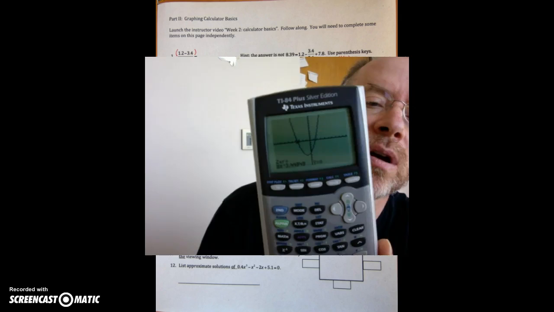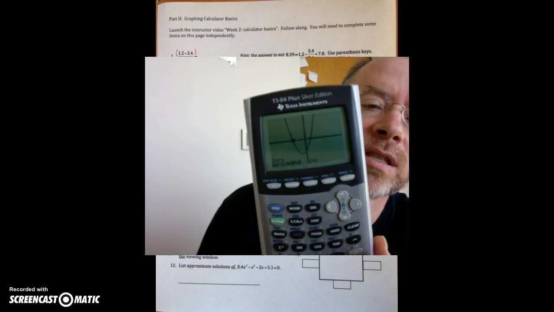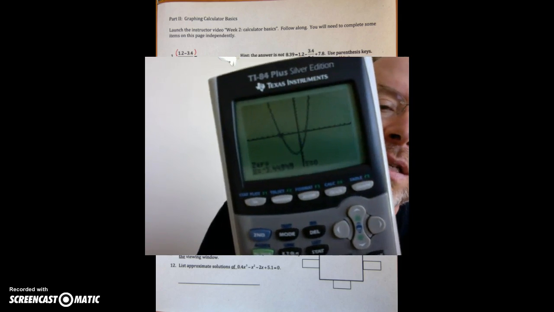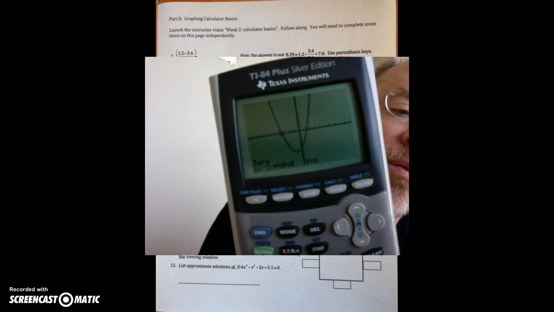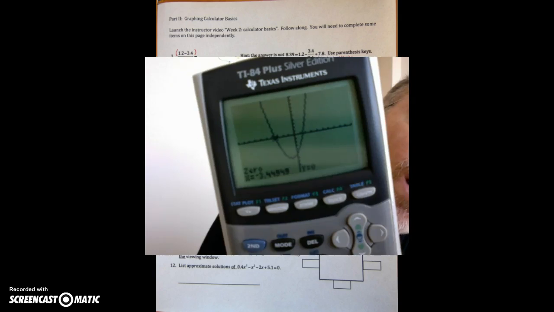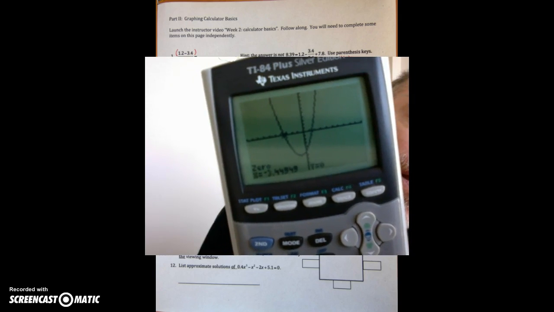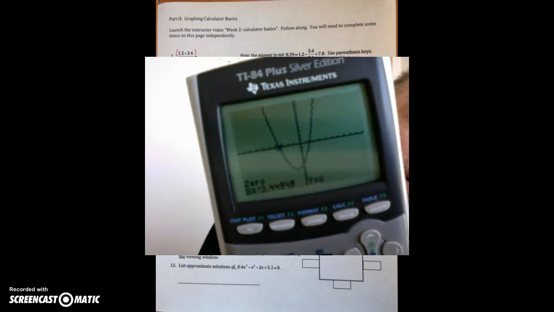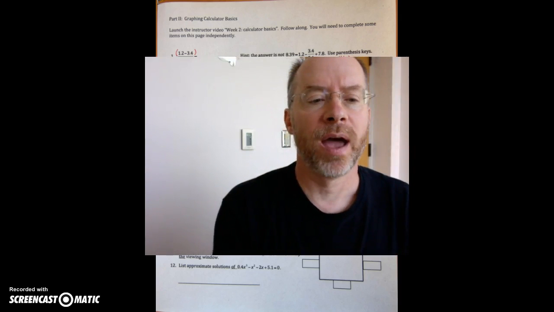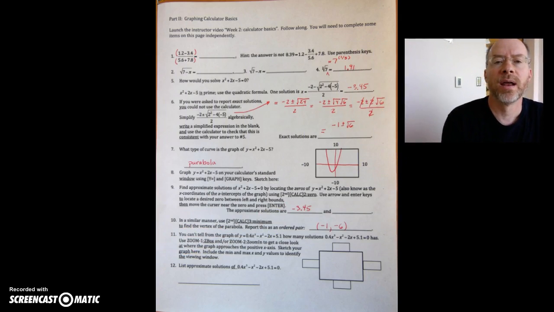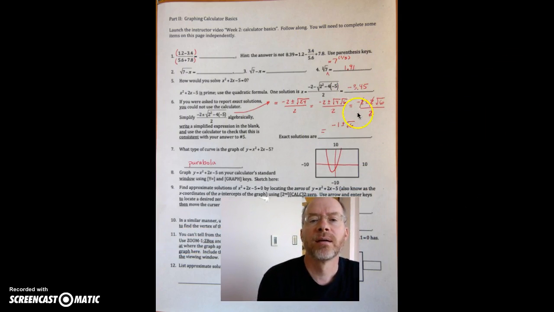It moves the cursor to the 0, and it gives me a very accurate estimate of where the 0 is. Let's see, can you see that? It says x equals negative 3.449 and y equals 0, right? And actually, if I round that, negative 3.449, I'm going to get negative 3.45, exactly what we got by following the quadratic formula.